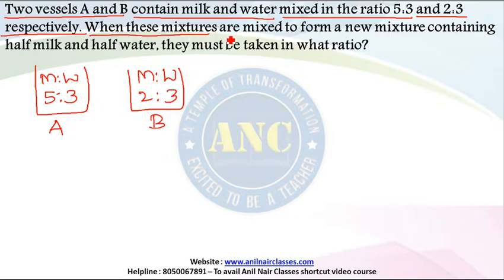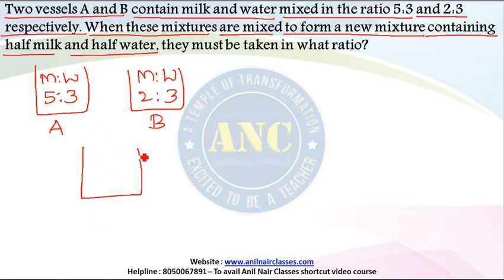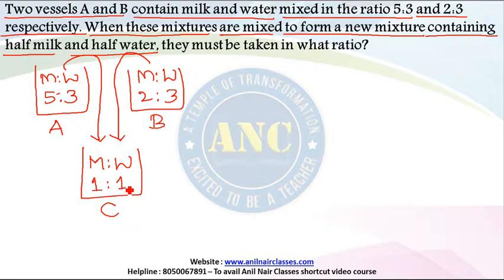When these mixtures are mixed to form a new mixture containing half milk and half water, I am mixing these two vessels. I am mixing the liquids of these two vessels and putting them into another vessel called vessel C. For example, this vessel C contains milk and water in equal ratio. That means milk and water are in the ratio 1/2 is to 1/2, which is nothing but 1:1.